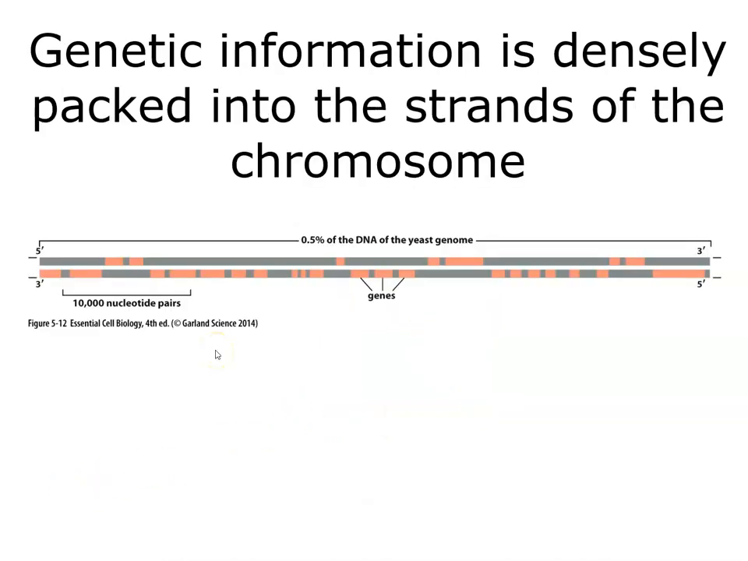So genetic information is pretty tightly packed onto the strands of the chromosome. Here in yeast, we have over 6,000 genes on 16 chromosomes. You can see that most of the genes are found on one side, but you do see some sprinkled in here on the other side of the chromosome.